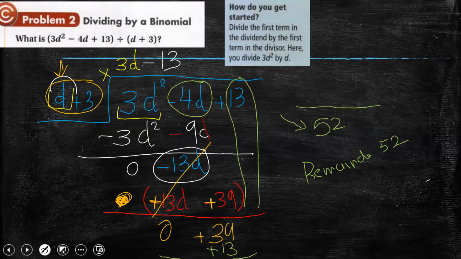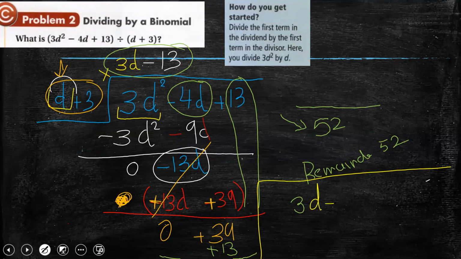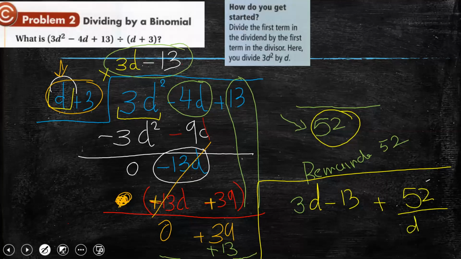Here, we have to do the sum. We have to say the quotient, which is 3d minus 13, but here you have to say plus the remainder, which is 52 over d plus 3. This will be now the answer. That is, the whole answer is the quotient plus the remainder over the divisor.